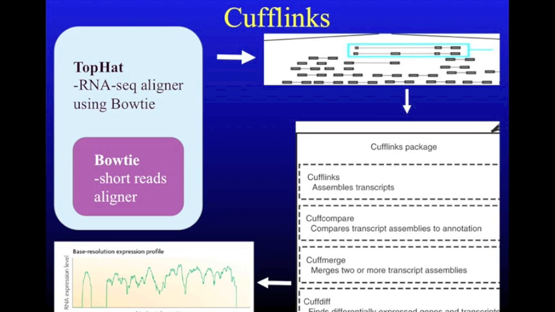There are 4 programs in the Cufflinks package. They are Cufflinks, CuffCompare, CuffMerge, and CuffDiff. Cufflinks and CuffDiff are 2 major parts of this package. Cufflinks assembles the fragments and calculates the transcript abundance, while CuffDiff calculates gene and transcript expression levels in more than one condition, and then tests them for significant differences. In this video, we will focus on Cufflinks and CuffDiff.